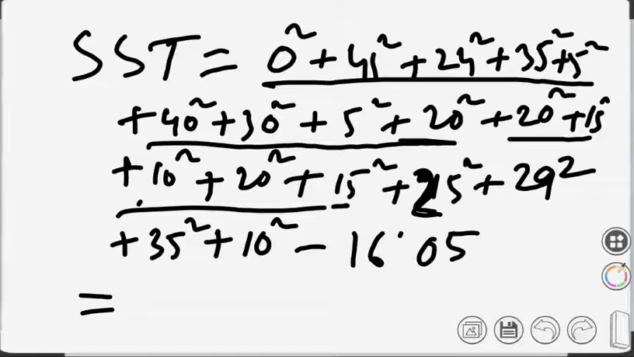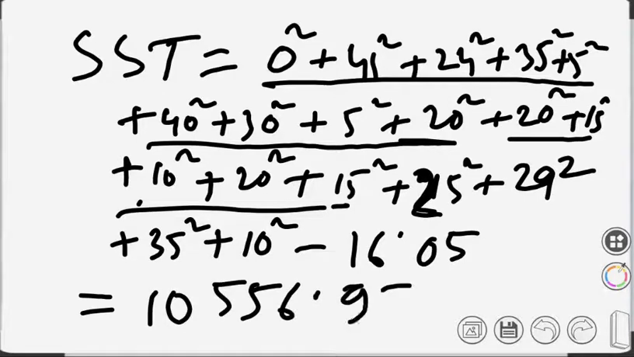How much? Somebody please tell me. I have got 10556.95. Somebody please tell me how much you have got. SST is this, so we have got SST as 10556.95. Okay, then we will calculate SSTR.